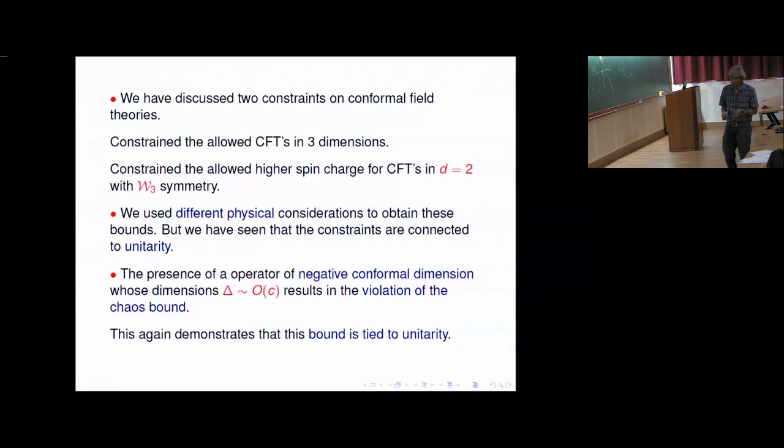They were like entanglement entropy, the average null energy condition, but somehow all of them are related to unitarity. And we saw that more directly in the 2-dimensional example. Okay. And so that's sort of where I end my talk here.